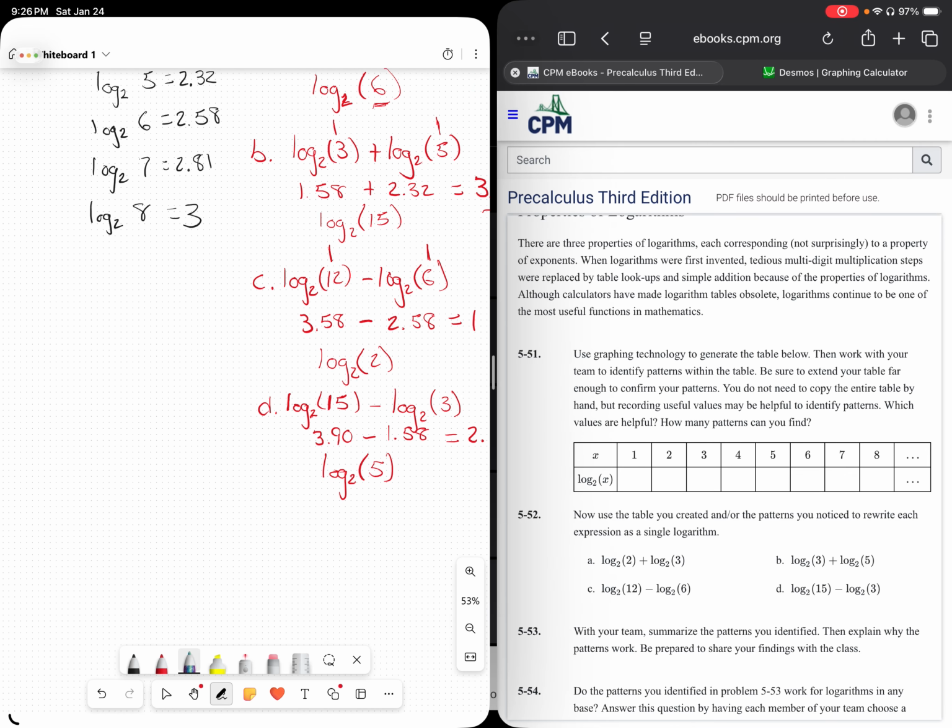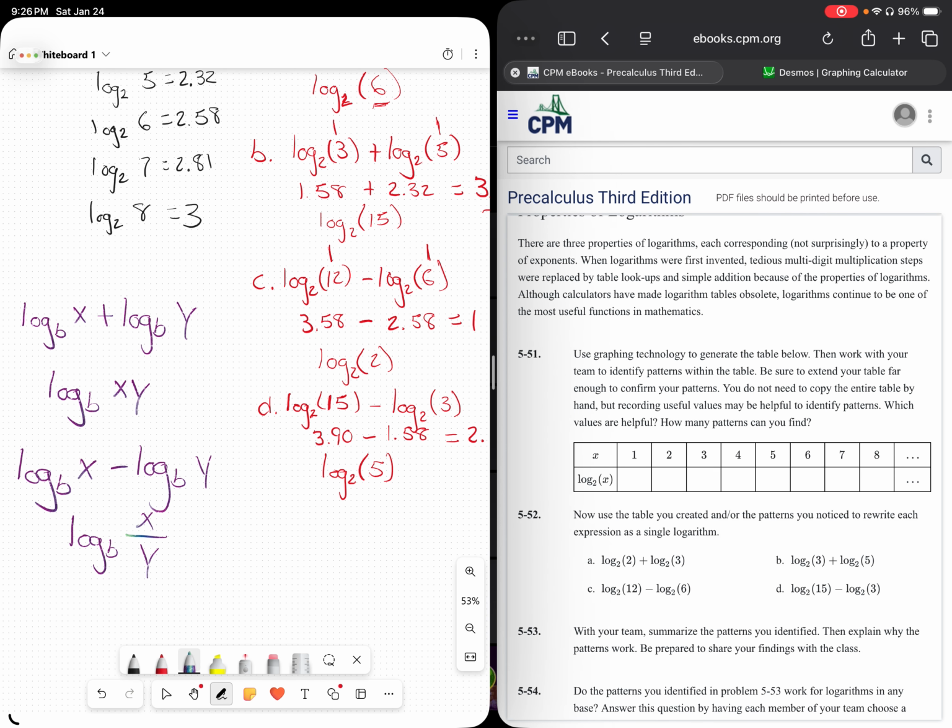So if we had log base b of x plus log base b of y, it's the same as saying log base b of x times y. Or if we're subtracting, log base b of x minus log base b of y, we're going to get log base b of x divided by y. Okay, so there's two rules, right?